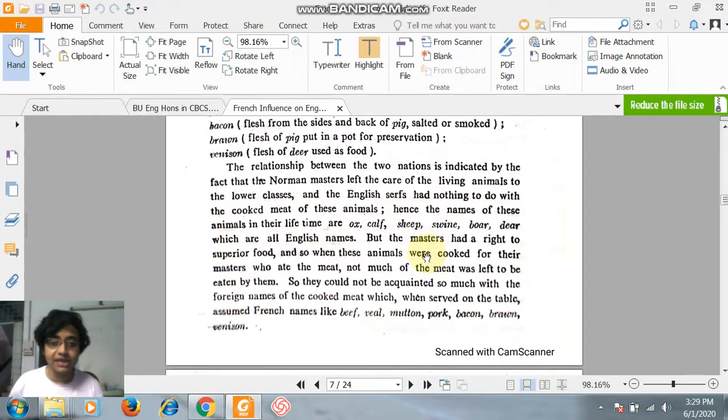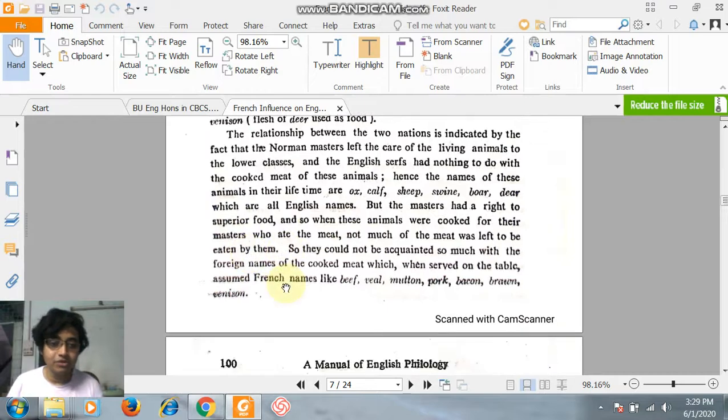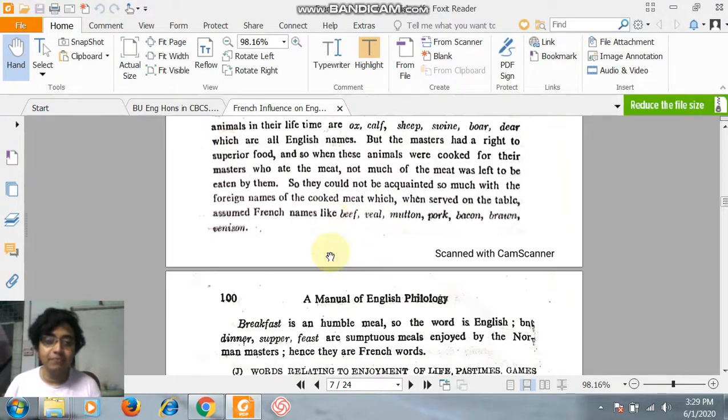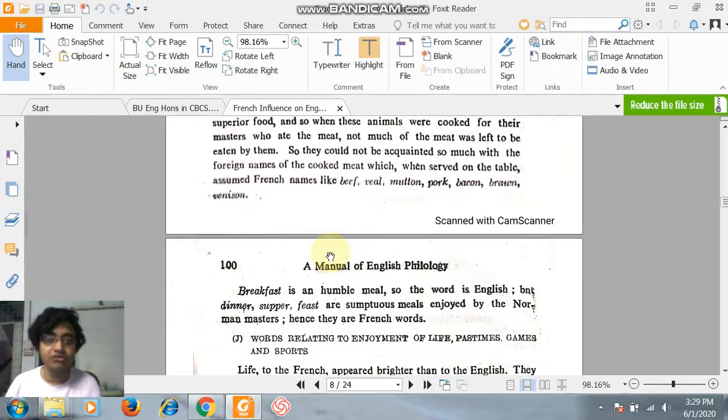But the masters had a right to superior food. So when these animals were cooked for their masters, who ate the meal, not much of the meat was left to be eaten by the English. So they could not become so acquainted with the foreign names of the cooked meat, which when served on the table assumed the French names, like beef, veal, mutton, pork, bacon, brawn, venison, etc.